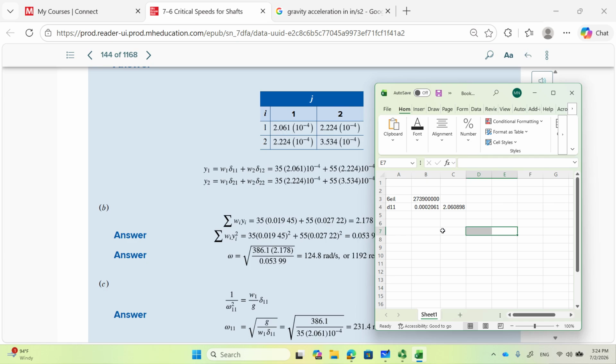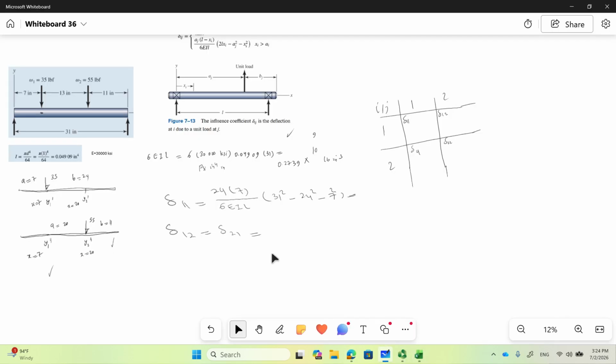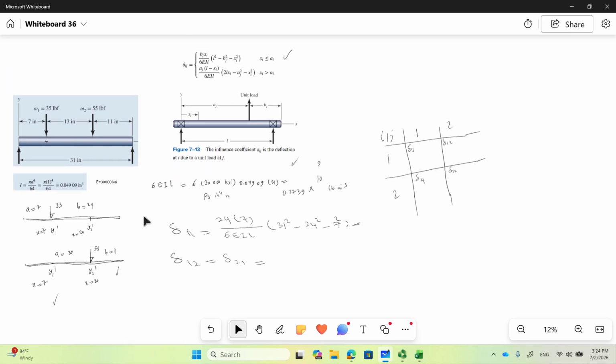2.061, right? So this is the influence coefficient delta 1,1. For delta 1,2 (which equals delta 2,1), it's basically the deformation at point 1 when the load is applied at 55 at this point. Again you see case 1 is applicable, but this time A and B are going to change. It's going to be like this one.